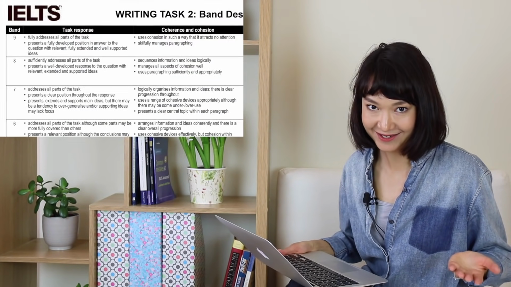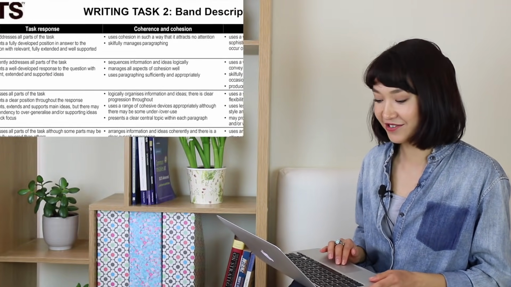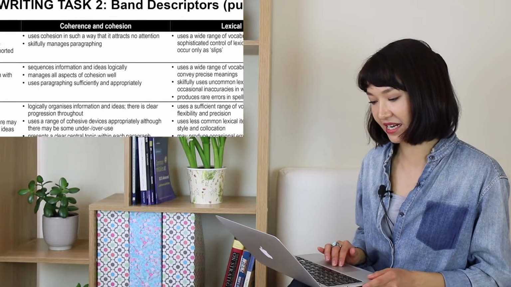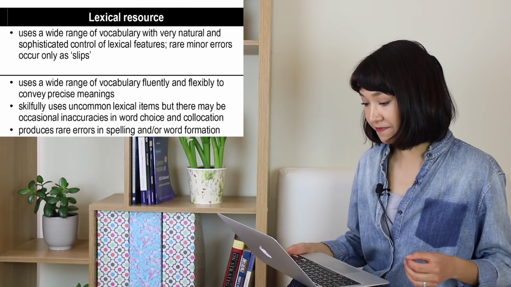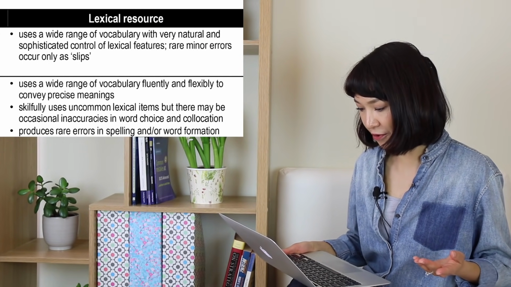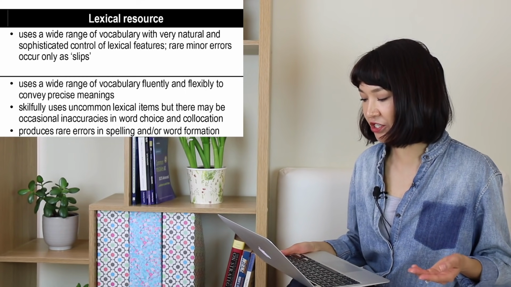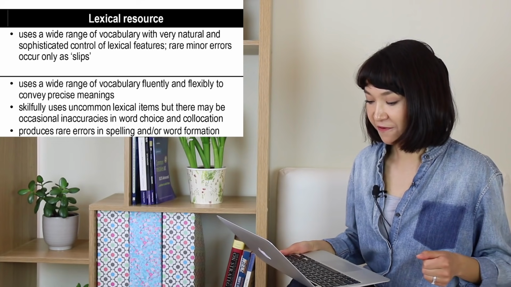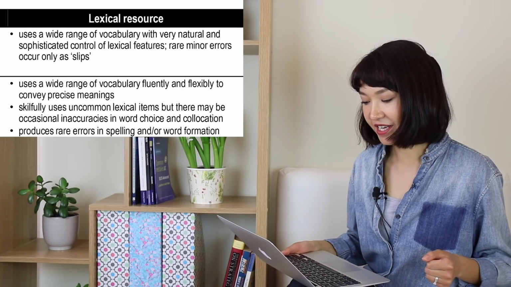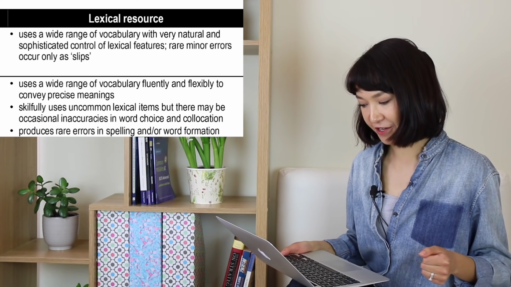But right now, I want to say that a Band 7 essay in general is quite a lot simpler, so don't get scared. And let's have a look at the next requirement. It's lexical resource, or your vocabulary. For a Band 9 score, you should use a wide range of vocabulary. It means a lot of words, with very natural and sophisticated control of lexical features.